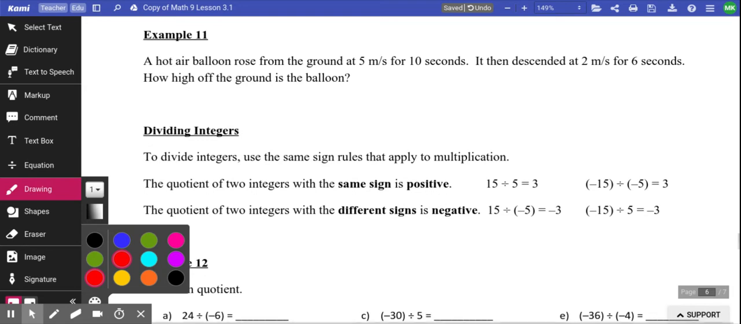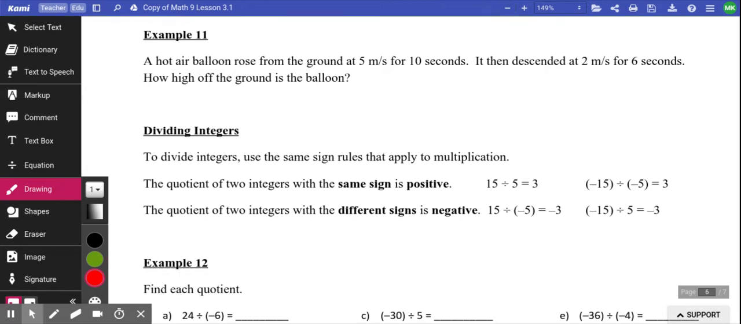We're going to look at number 11, and then we're going to stop at dividing. Actually, no, we're going to keep pushing. So 11 says a hot air balloon rose from the ground at 5 meters per second for 10 seconds. It then descended at 2 meters per second for 6 seconds. How high off the ground is the balloon?